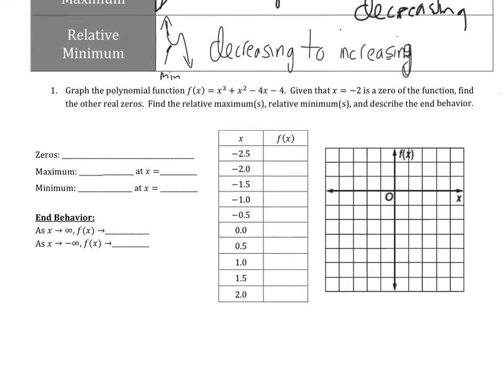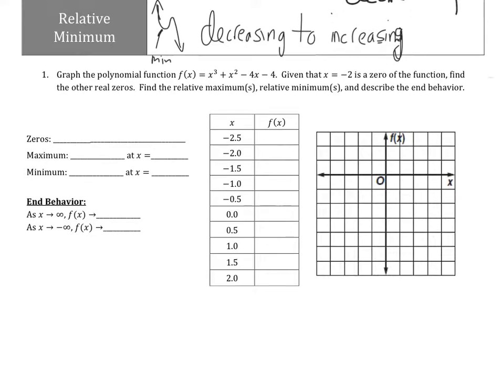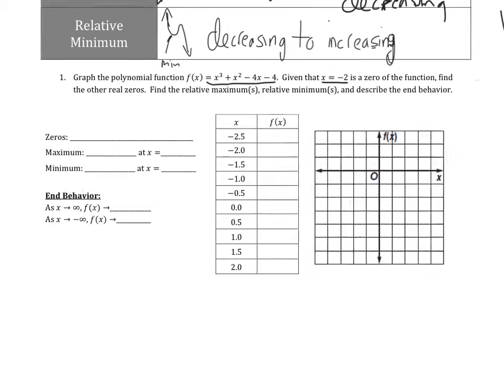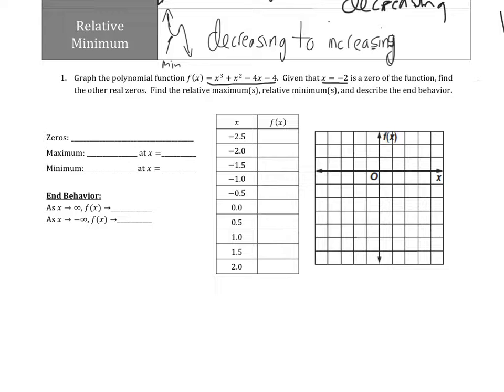So let's take a look at what we're dealing with here. Graph the polynomial function, given that x equals -2 is a zero of the function, find the other real zeros, find the relative maximums and minimums, and describe the end behavior. So taking a look, you already know that you have a zero at -2.